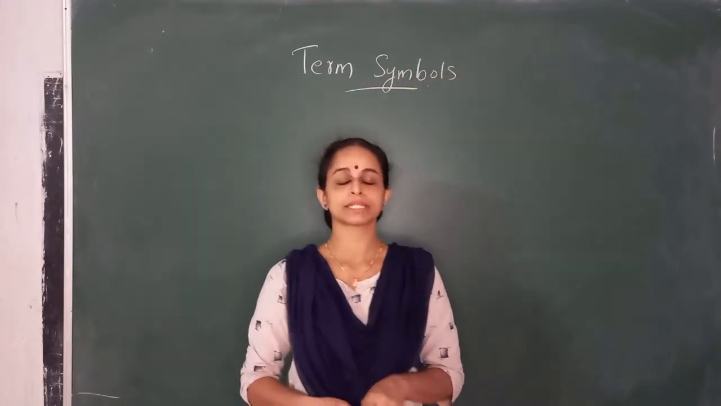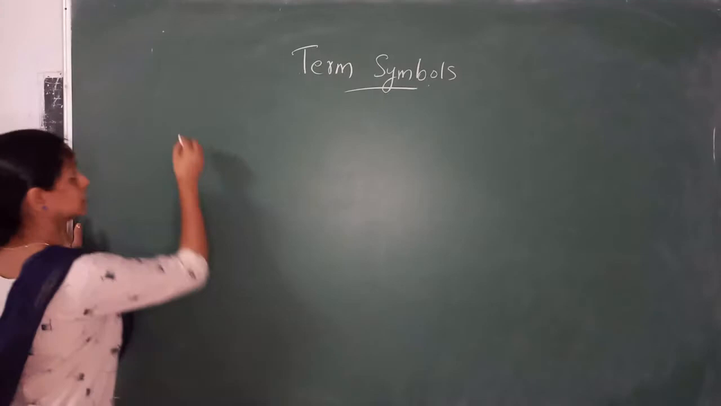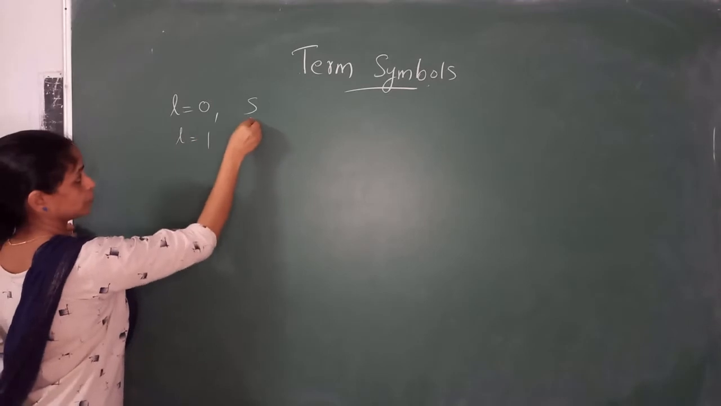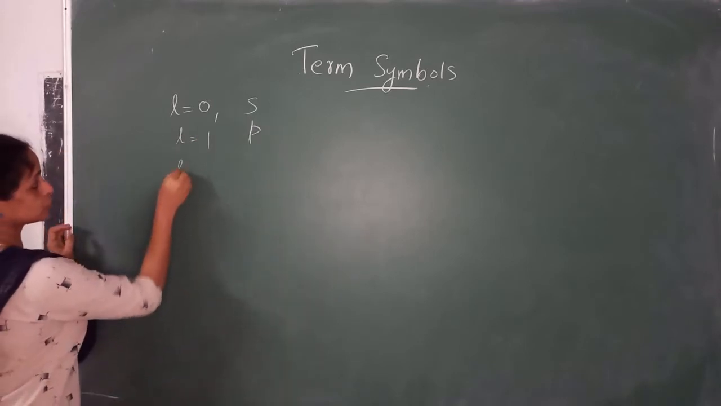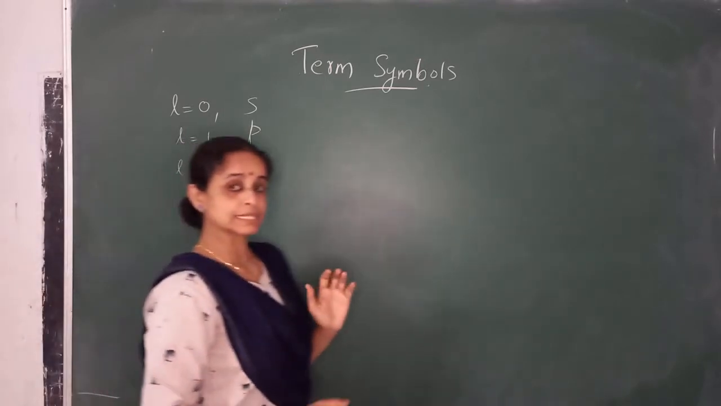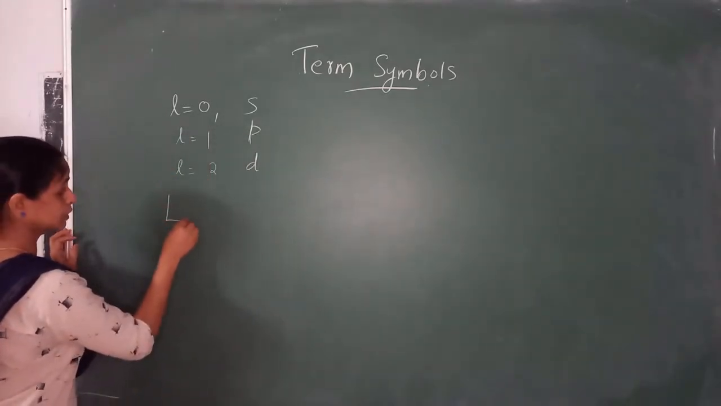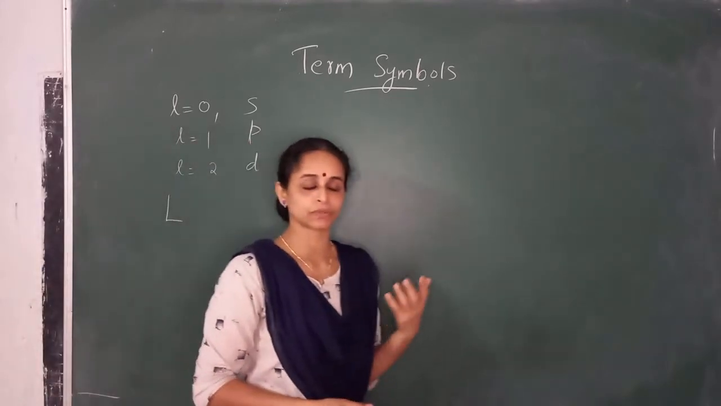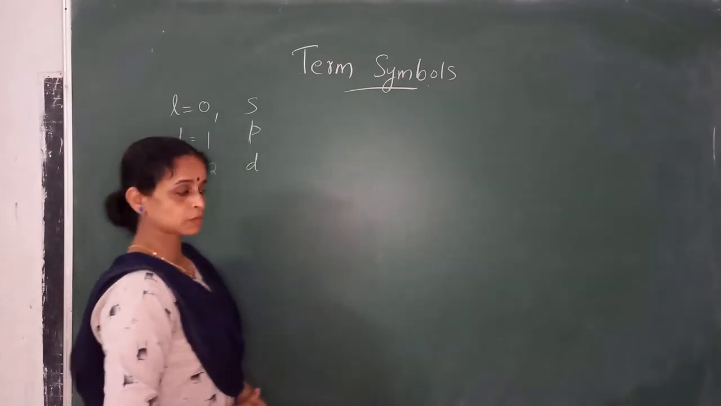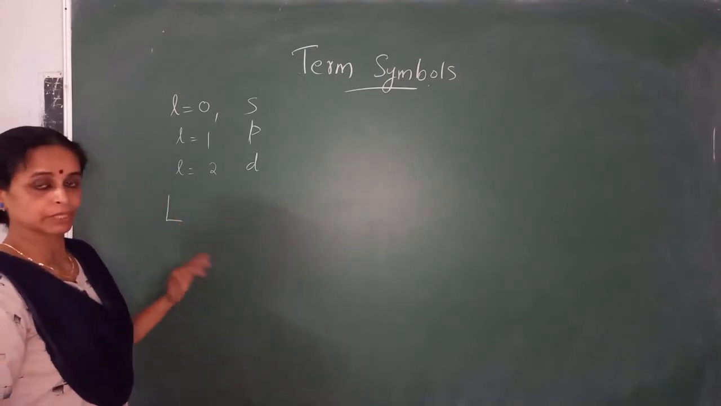The orbital angular momentum is represented by small l. When l equals 0 you have an s orbital, l equals 1 you have a p orbital, l equals 2 you have a d orbital, etc. Like this, for the resultant orbital angular momentum capital L, we also have specific notations. This is the resultant or total orbital angular momentum quantum number.